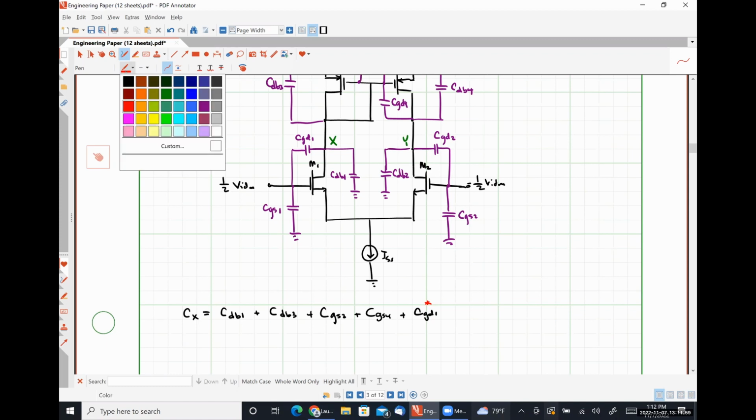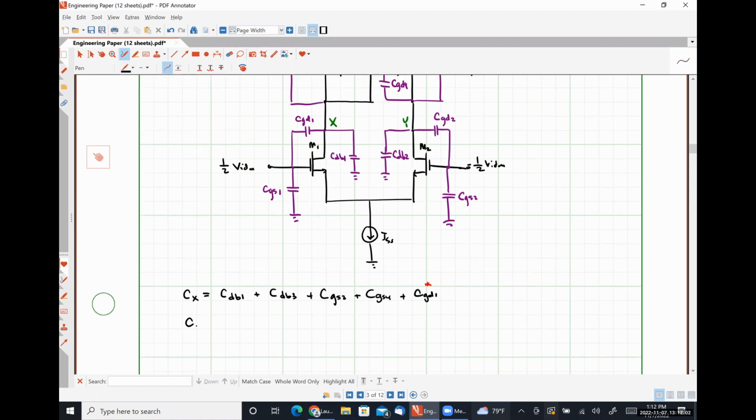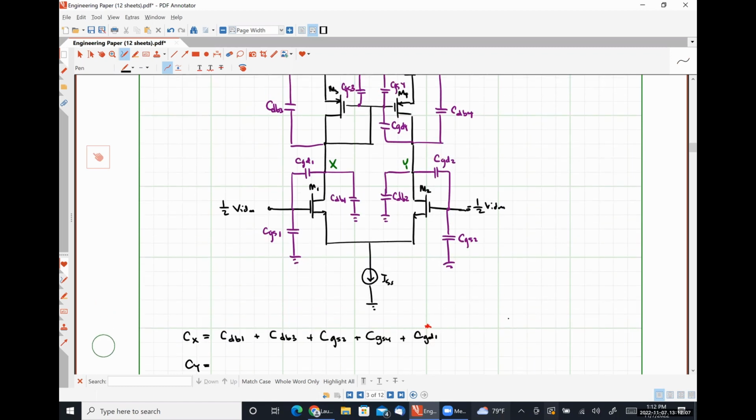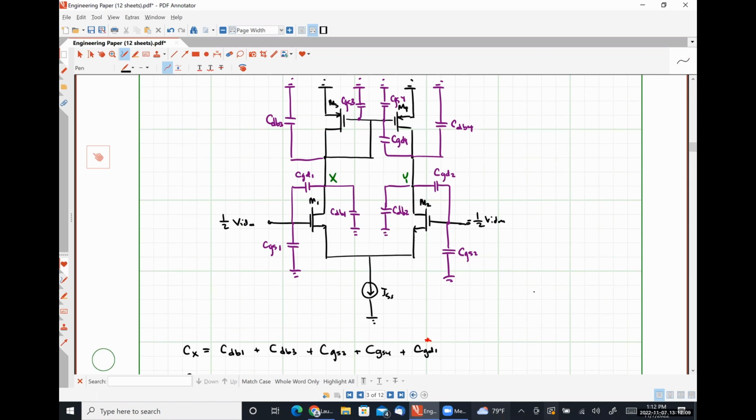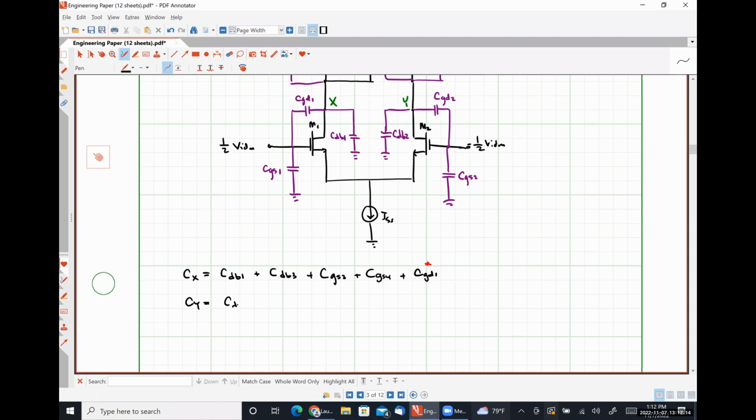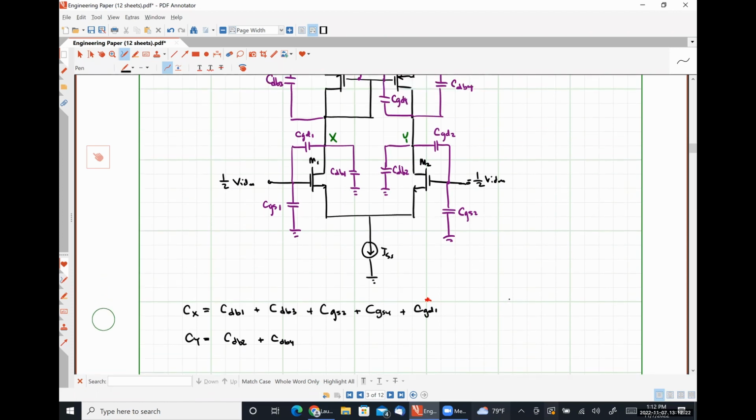We're going to do a similar thing for CY. Okay. So between node Y and ground, we have CDB2, CDB4, CGD2. That'll be a Miller one, and CGD4.